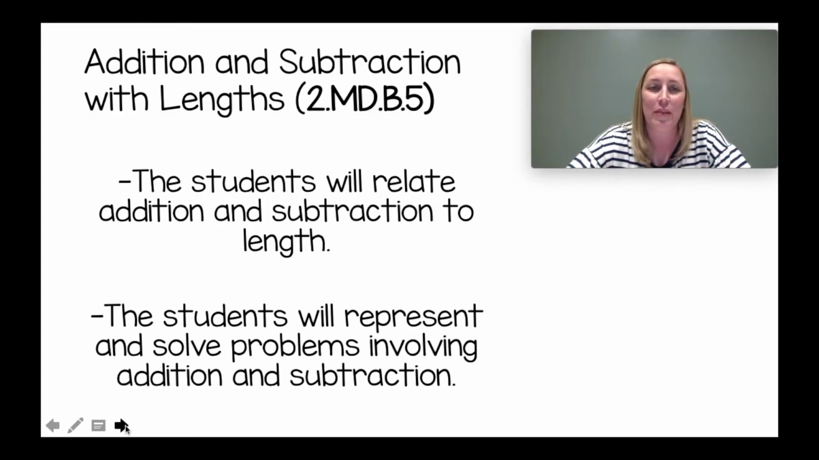All right, so let's see what we're going to do today. Today we're going to be adding and subtracting. We're going to look at addition and subtraction with lengths. Today you're going to represent and solve problems that involve addition and subtraction.